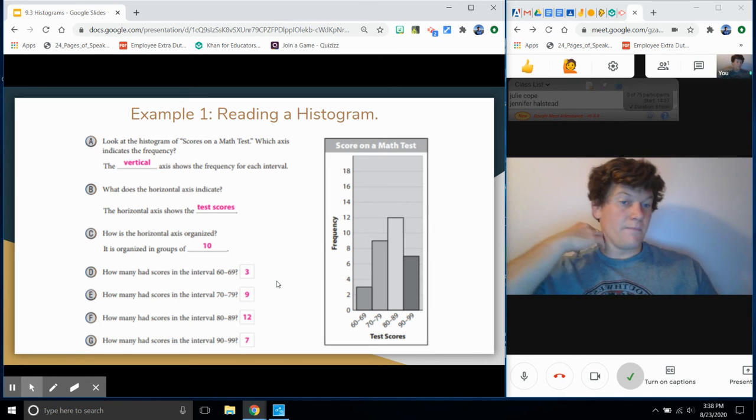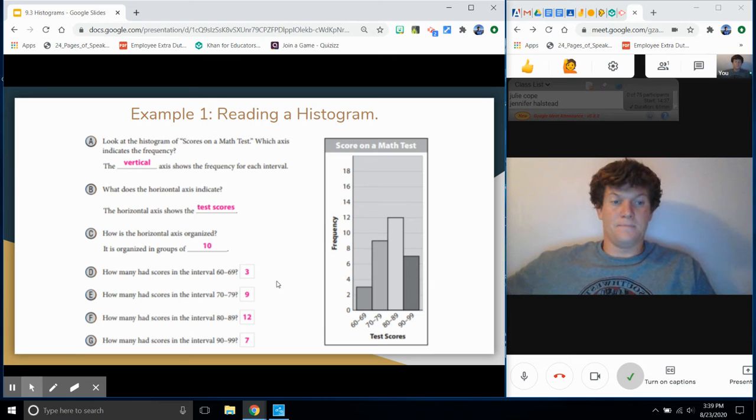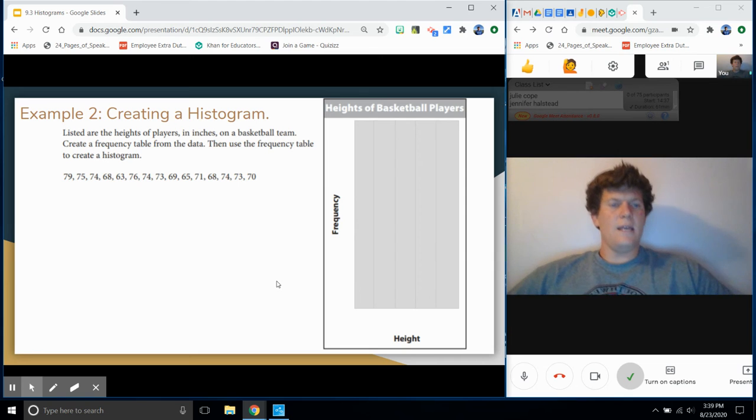There's histograms for you. That's how you read them. That's how you get the information from them. So hopefully now, if you see any histograms, you can read them. Let's get into creating one. So our last example for the day, we are creating a histogram.